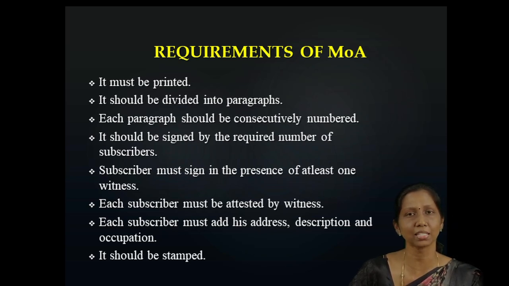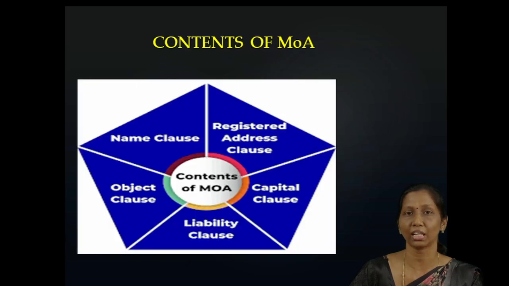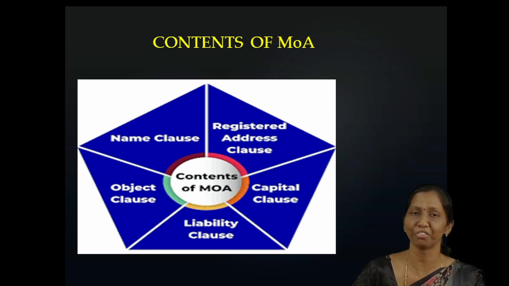So these are the basic requirements of the Memorandum of Association. Next, what contents should be included in the Memorandum of Association? They should be classified under different clauses. The first one is the name clause, the second is the registered office clause, the third is the capital clause, the fourth is the liability clause, and the fifth is the subscription clause. These are the different clauses, or we can say the contents, that must be present in the Memorandum of Association. Let me see them one by one.